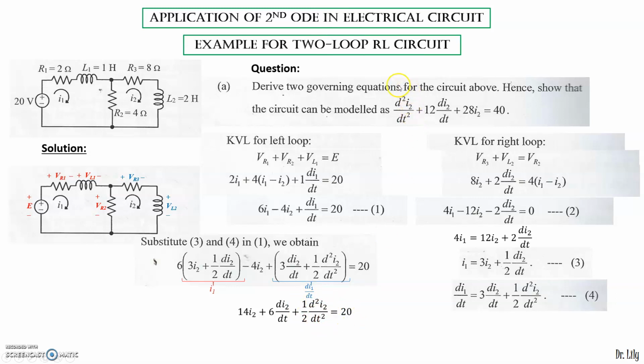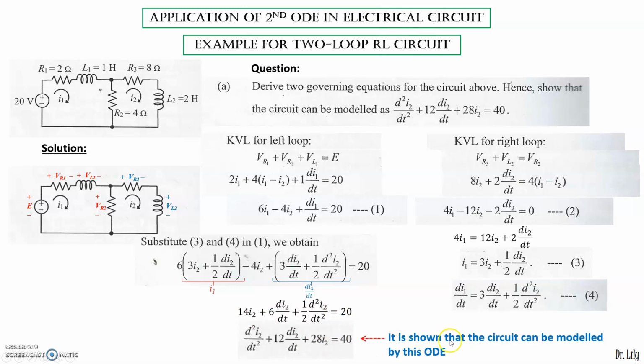From here you need to further simplify it so that you only have d squared I2 over dt squared. So what we can do is multiply each of the terms with 2. So we have d squared I2 over dt squared plus 6 multiplied with 2, you got 12 di2 over dt, plus 14 multiplied with 2, you got 28 I2, equal to 20 multiplied with 2, you got 40. So it is shown that the circuit can be modeled by this ODE. This ODE and this ODE are just the same. Now we go to the next question.